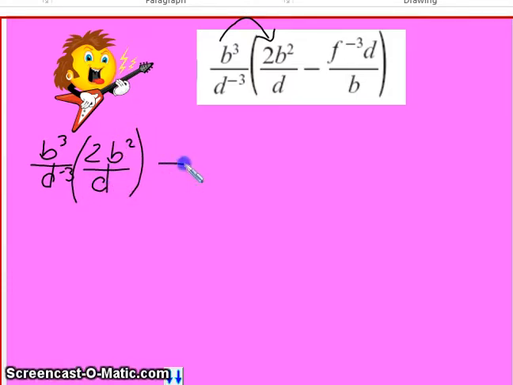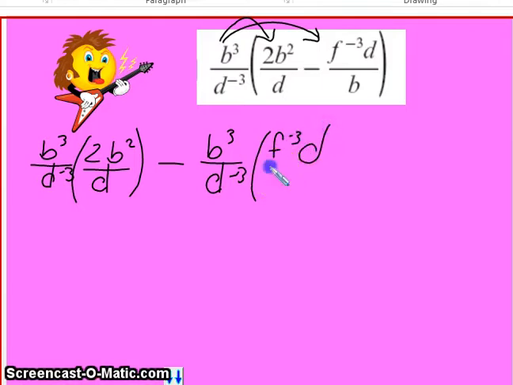And I've got minus, because that's my sign right there. And then I'm going to distribute b to the third over d to the negative third to that second term. So b to the third over d to the negative third times f to the negative third d over b. Alright, so now we'll simplify each term individually.